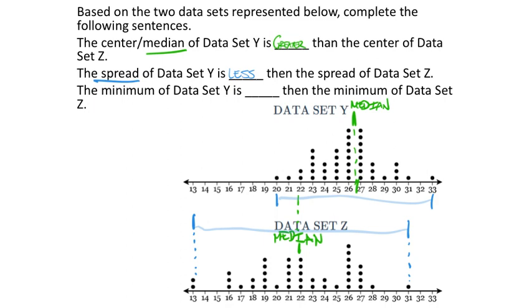And then the last question is the minimum, which I can find. It was the leftmost point for either of these. For set Z it was 13. For set Y, it's 20. Again, it's comparing set Y with set Z. So set Y compared to set Z is to the right for its minimum, which makes it greater than.